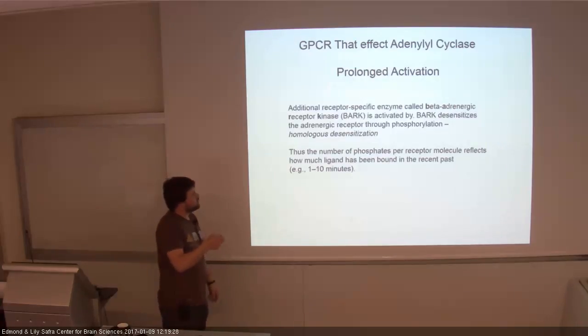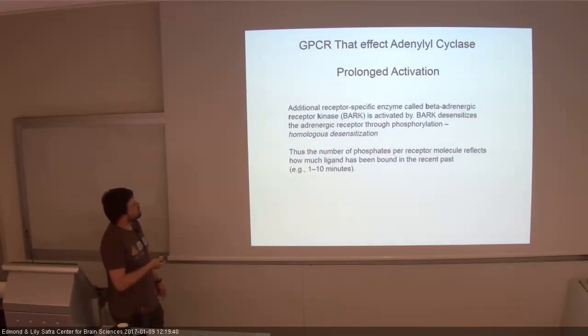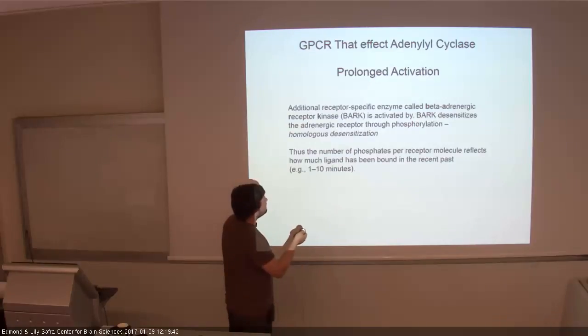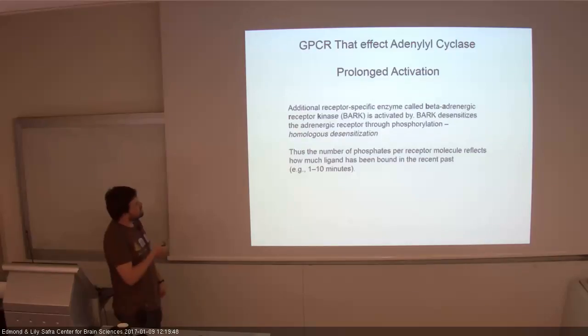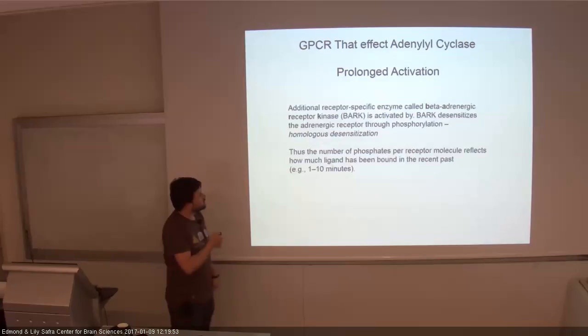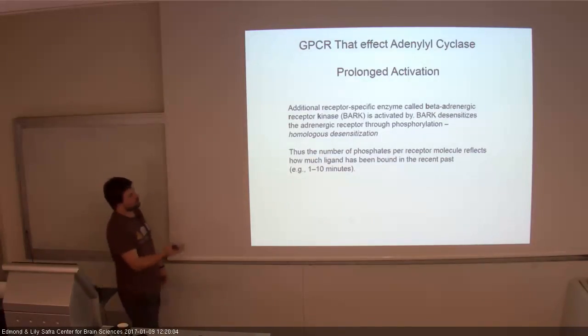But for prolonged activation, there's an additional receptor-specific enzyme called beta-adrenergic receptor kinase, or BARK, that is activated by PKA. Actually, it was supposed to say PKA here. So BARK desensitizes the adrenergic receptor itself through phosphorylation. Okay. So this is called homologous desensitization. Like this whole process in which a response of a receptor ends up in desensitizing the receptor itself is called homologous desensitization.